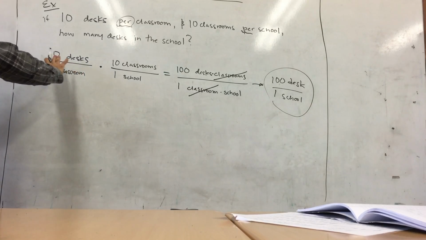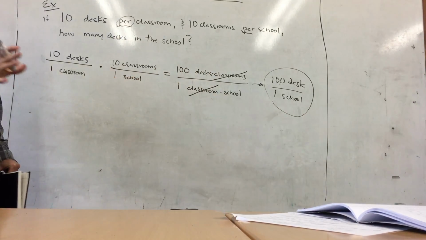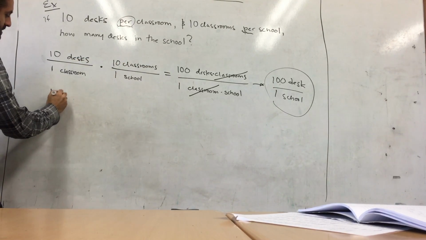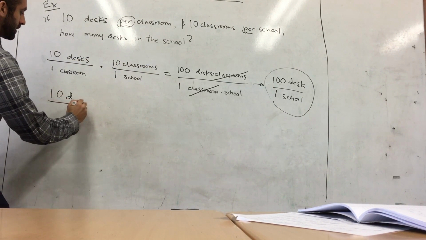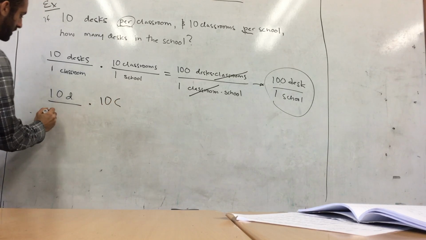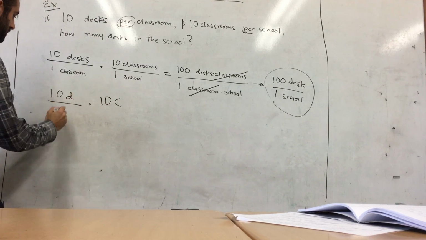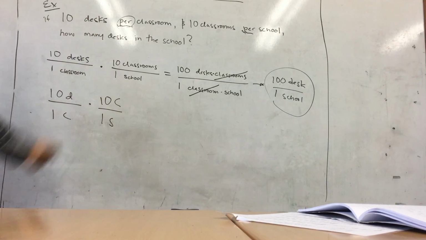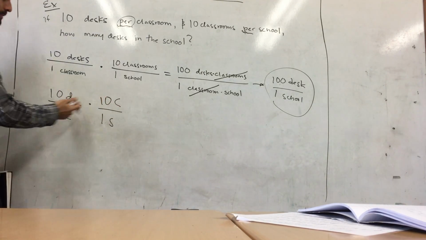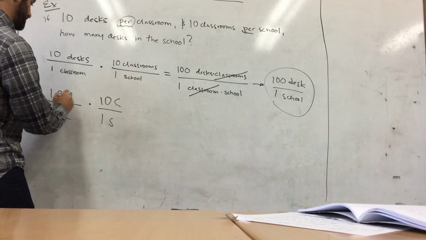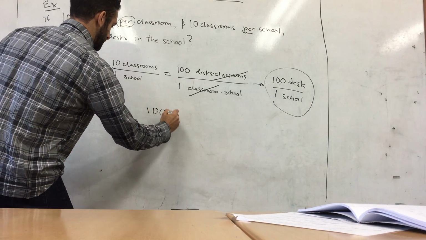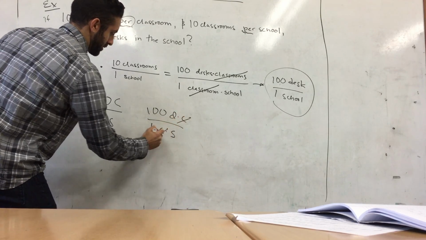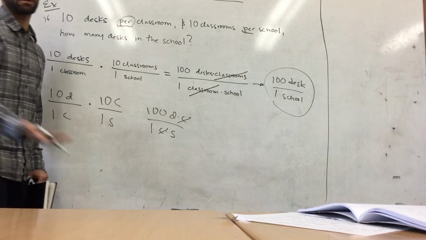Yes. Okay, do you see how math is just a set of rules that you can apply to anything? Instead of desks and classrooms, this is just as if I said 10D times 10C over 1C times 1S. Same thing's going to happen. Because it's multiplication, you're going to get 100 D times C, and then 1 C times S, and then you can cross these off, and it's essentially the same thing.